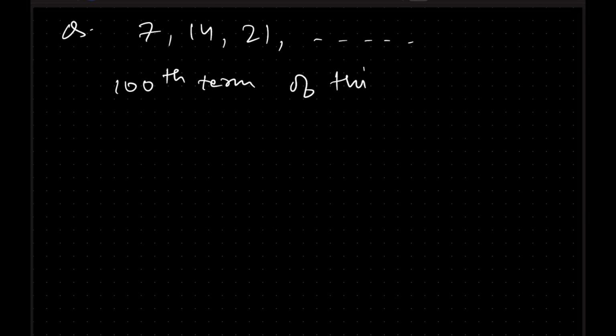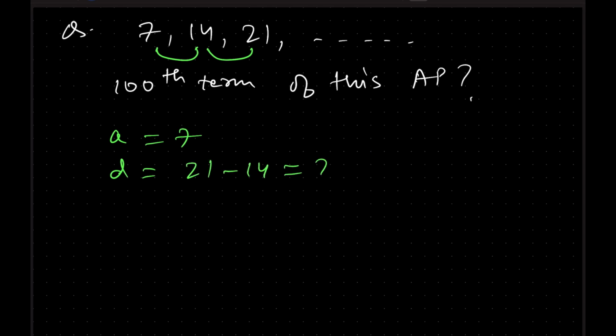So for example, let's take a question. Suppose 7, 14, 21, and so on, and we have to find the 100th term of this AP. How will you find the 100th term? What is the first term? First term is 7, and common difference D is the difference between the second term and first term, or any two terms. So you can see that 21 minus 14 is equal to 7. So 7 is the common difference.